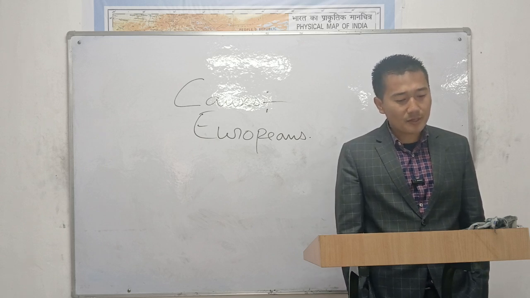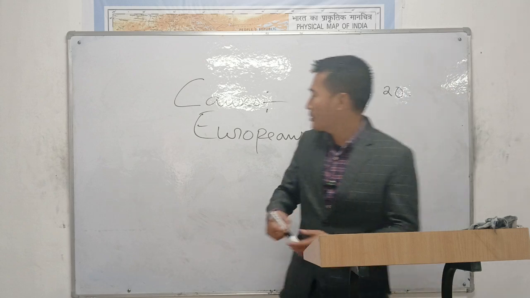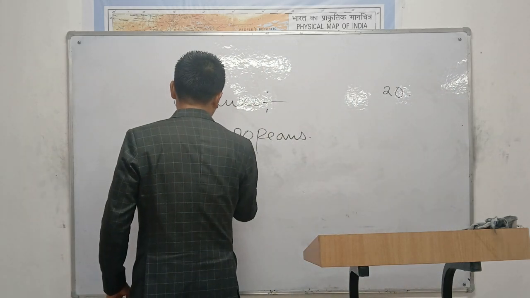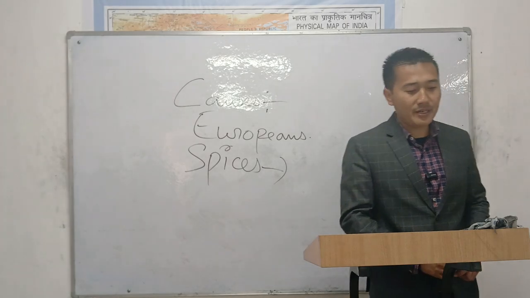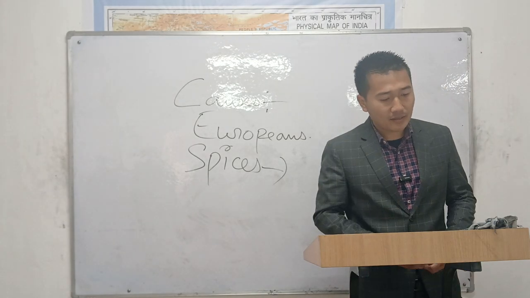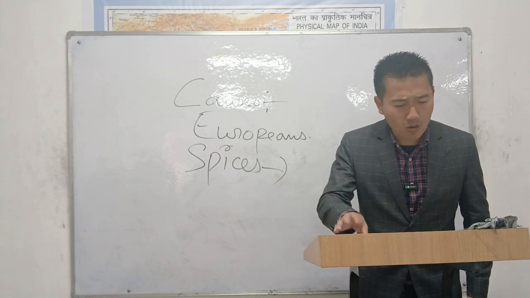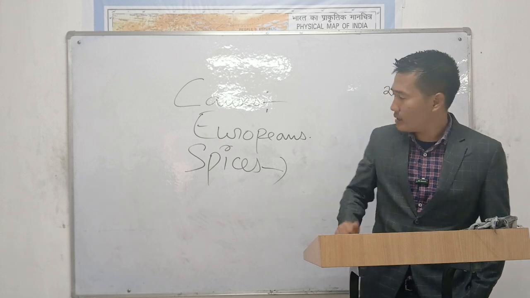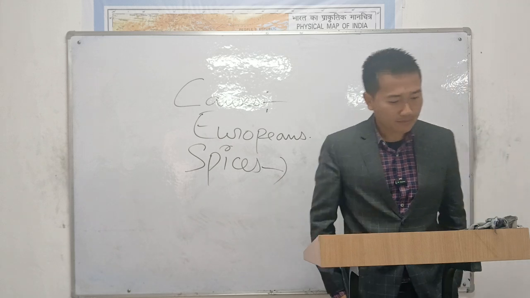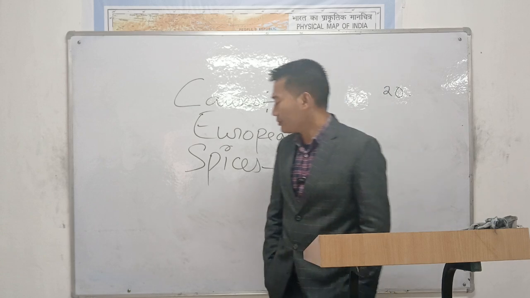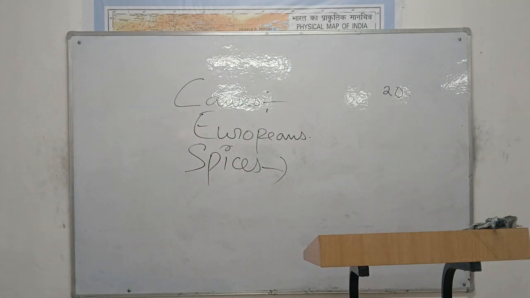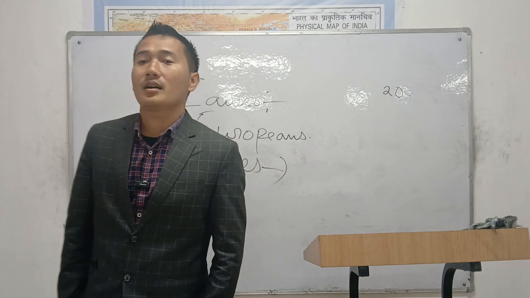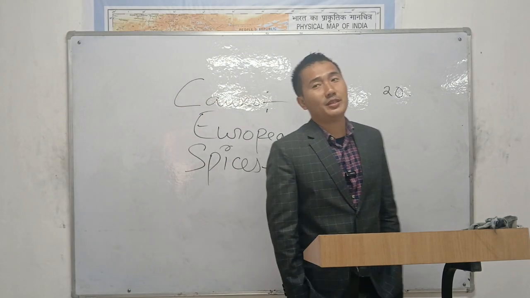And the third is heavy demand for Indian commodities like silk, precious stones, spices, etc., especially in Kerala, right? Spices. So these are some of the reasons put forth by scholars for why the Europeans came to India.